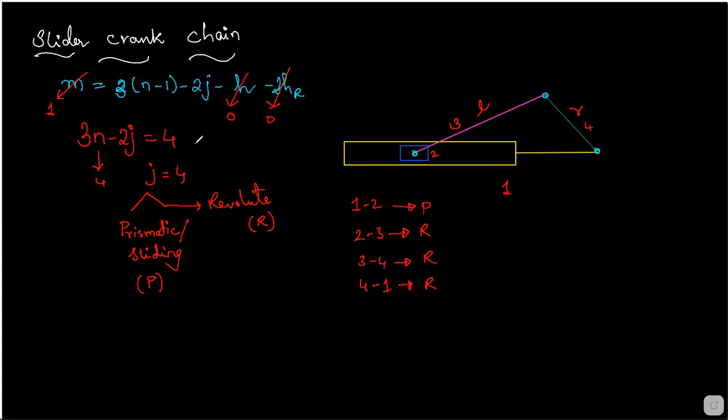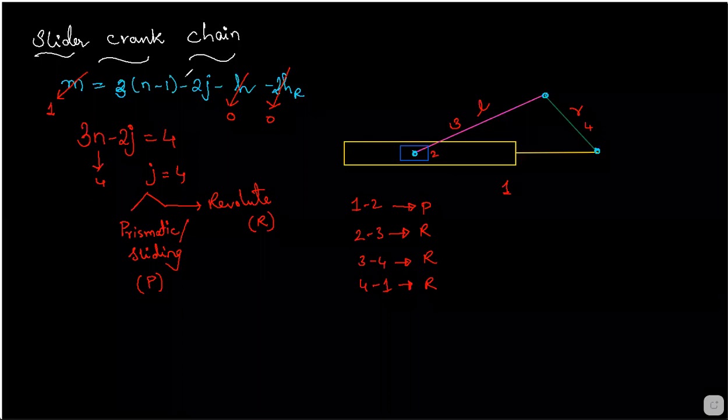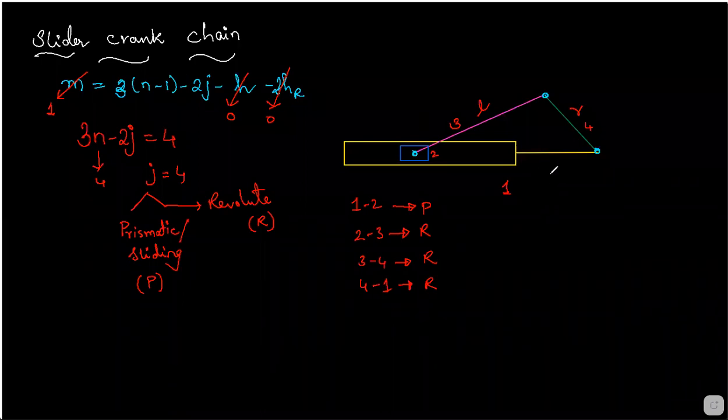See, in the 4-bar chain it was satisfying the same condition, right? What is the condition? 3n minus 2j equal to 4. So this is the condition, 3n minus 2j equal to 4, to have mobility equal to 1. Here, a joint, whether prismatic, sliding or revolute, is a lower pair. It is J, the lower joint. So now in the first case, what we did is we used all 4 revolute joints. So P plus R it is.